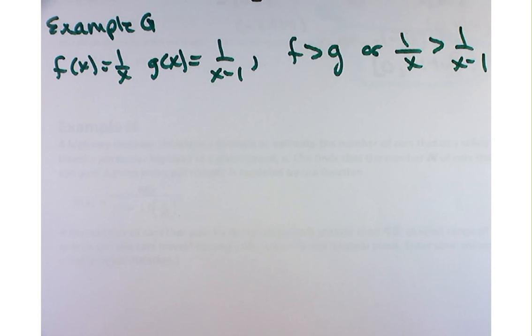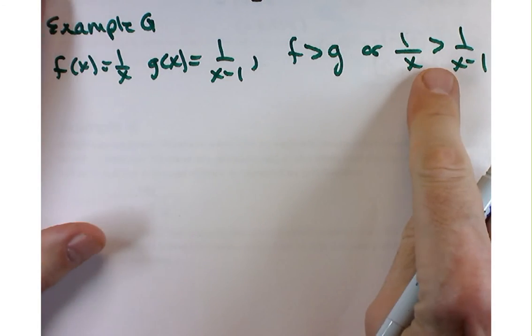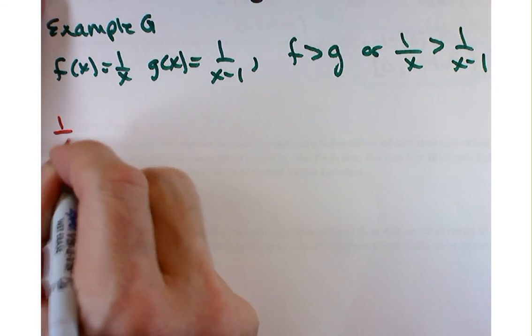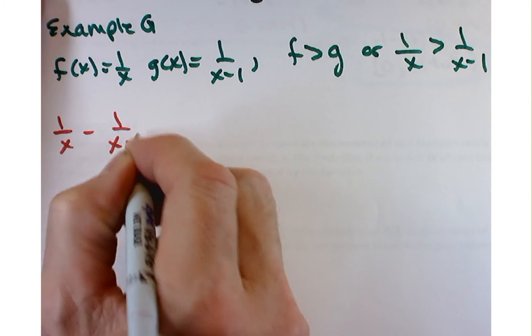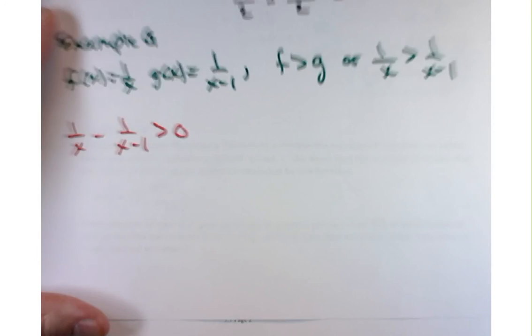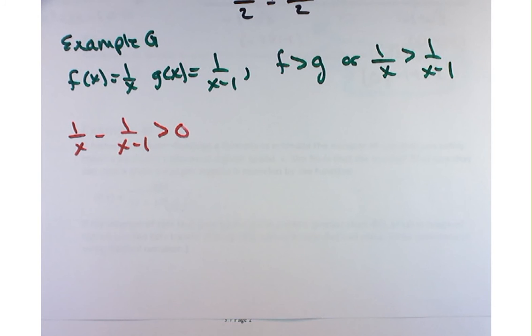Now this one is one that I wanted to get to because it's got an extra step that we didn't have with our previous problem. And that is, I need to get 0 on one side. That's not so hard, right? It's just 1 over x minus 1 over x minus 1 greater than 0. But now I actually got to do some real work. What is that real work that I got to do on this problem?